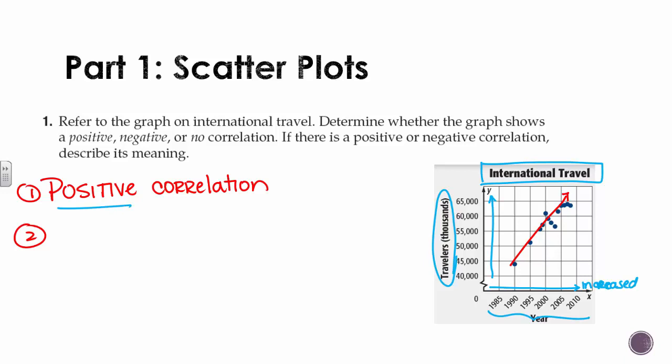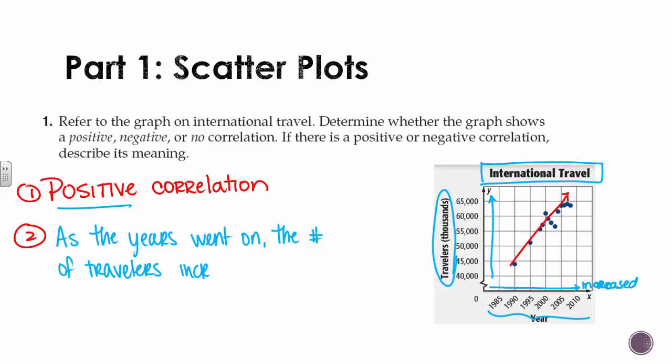So our description could say something like, as the years went on, the number of travelers increased. We could even get specific and say years after 1985, the number of travelers increased, but that's where you have to really recognize what the graph is about.